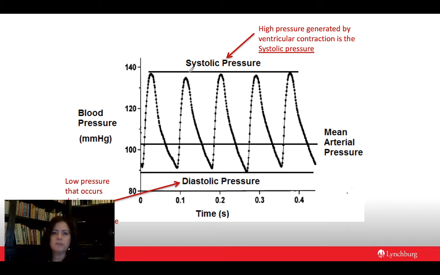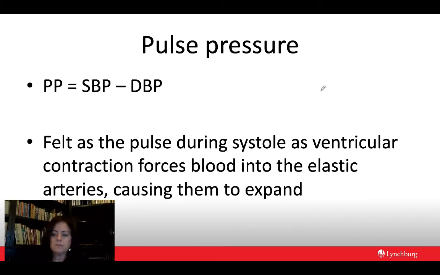Just another reminder, here's the same information, just in a little different format. Here's systolic pressure at the top, here's diastolic pressure at the bottom. So here and here, and this brings us to our next concept, which is pulse pressure. Basically, we can calculate the difference between the two. So we have a pulse pressure, and this is what we feel.